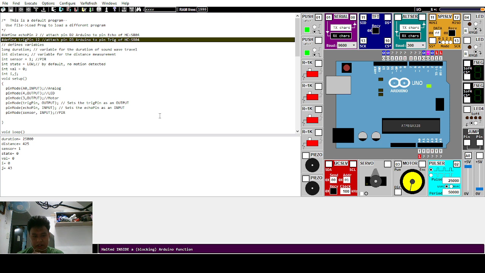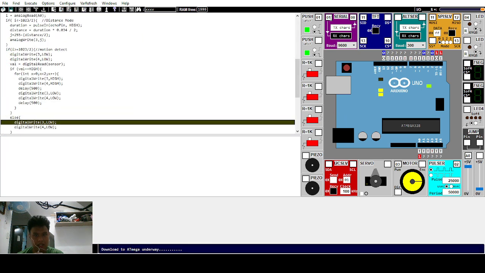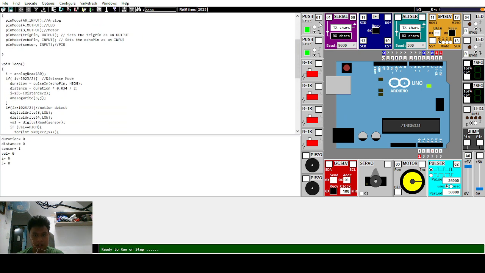So for initialize x equals 0, x less than 2, and then x plus plus. So it will loop once. So blink, 3 and 4 is high, delay 0.5, and then low, and then delay. But if the sensor has not detected motion, it will turn off. It will not blink.